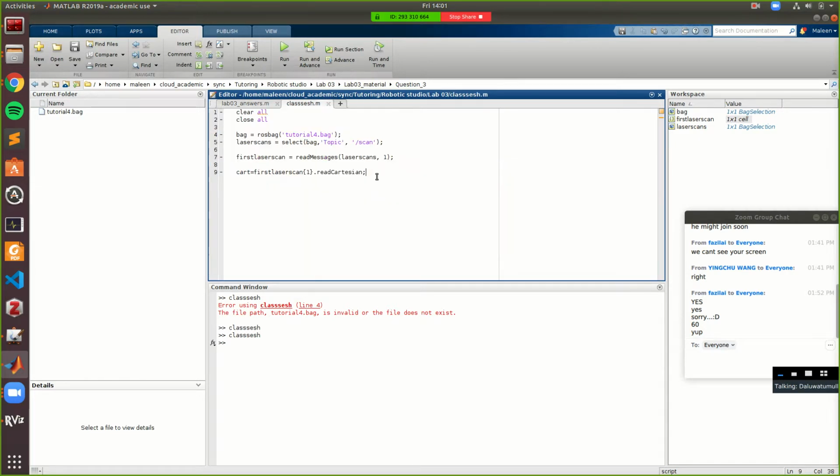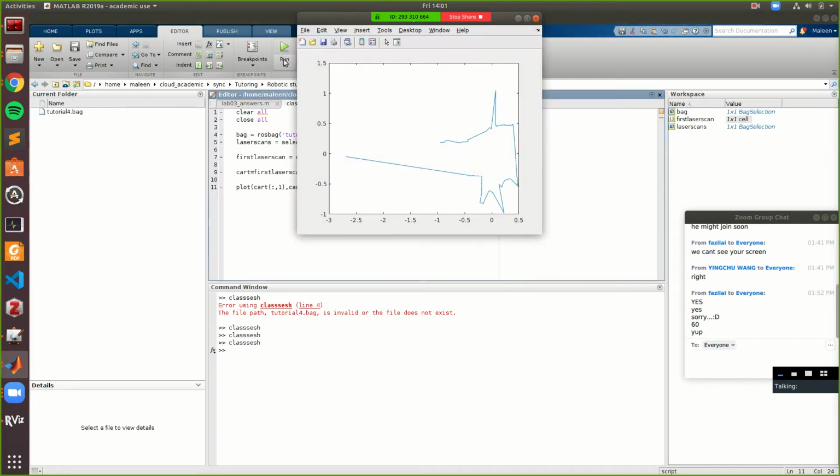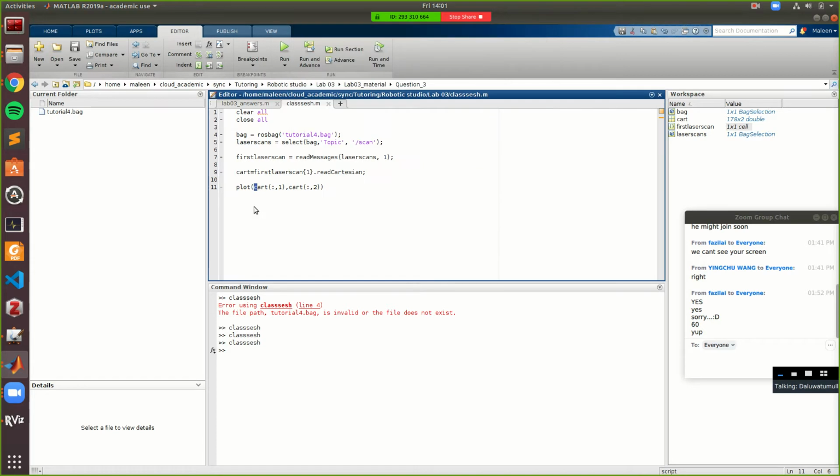So once you do that, you can actually plot it. So if you take this and you plot it, the first column will represent your x values and the second column will represent your y values, right? So if I run this now, this is what the laser scan looks like, right? So this is some sort of room. It's a 2D laser scan. So you plotted all the ranges and bearings that you obtained from the laser scan. Cool.